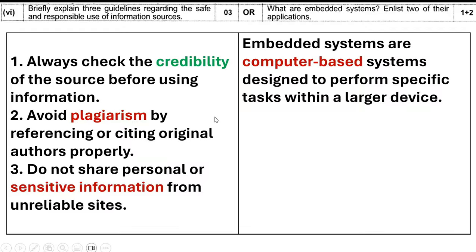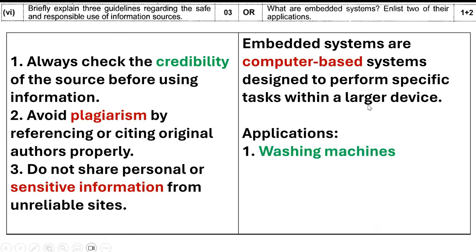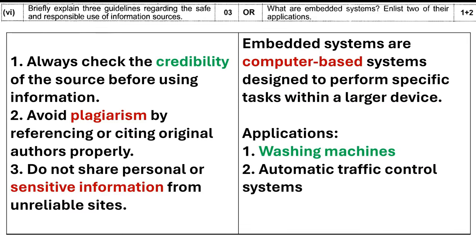Other question is, what are embedded systems, and list two of their applications. Embedded systems are computer-based systems designed to perform specific tasks within a larger device. Applications: number 1 application is washing machines. Number 2, automatic traffic control systems.